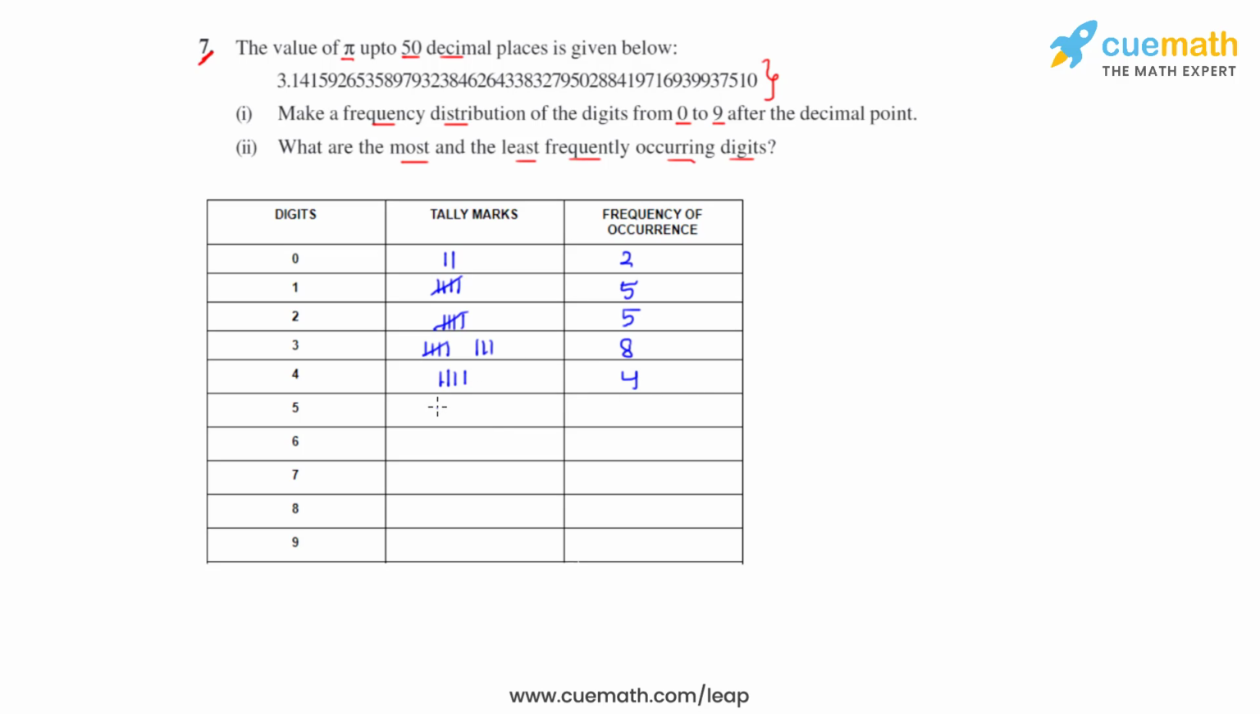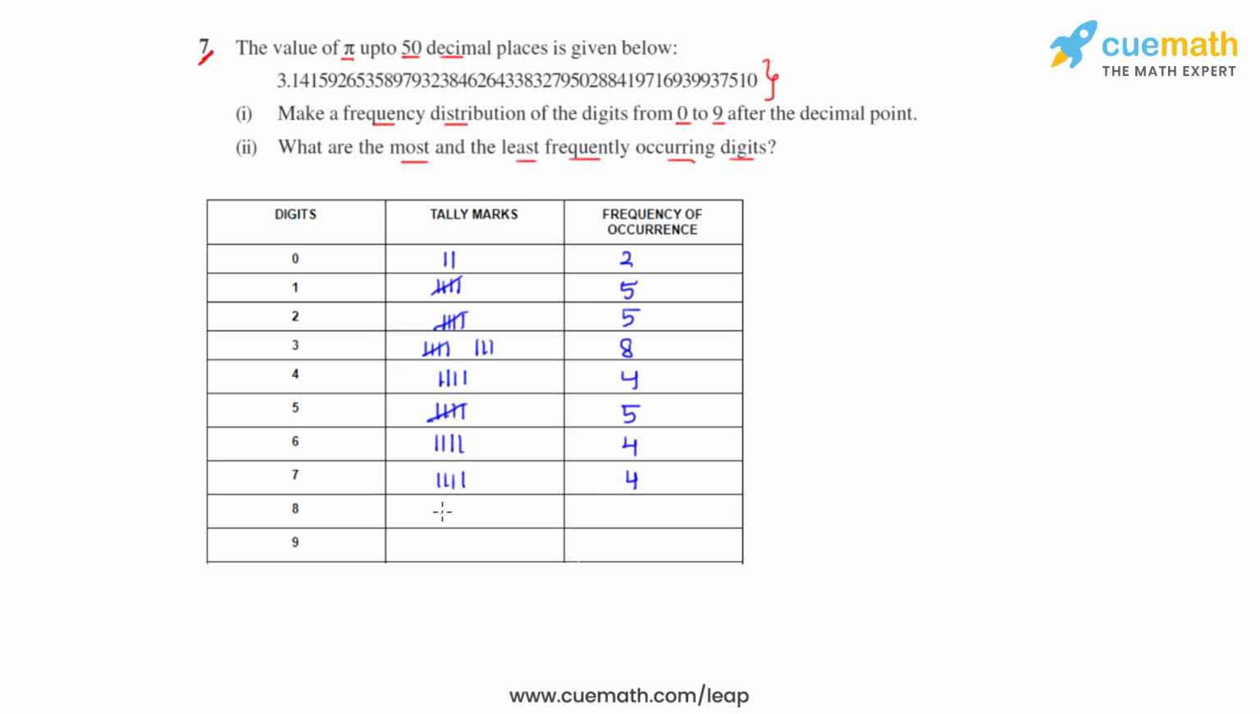For digit 5, the frequency is 5. So we write the tally marks and the frequency as 5. For digit 6, it's occurring 4 times. So the frequency and the tally marks are written as 4. Digit 7 is occurring 4 times. So its frequency is 4.